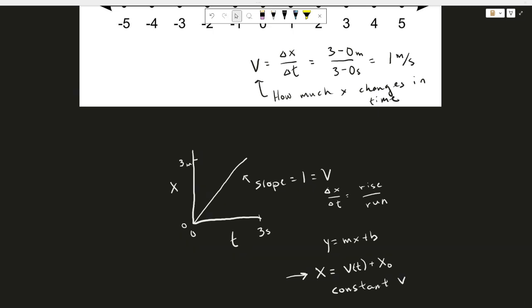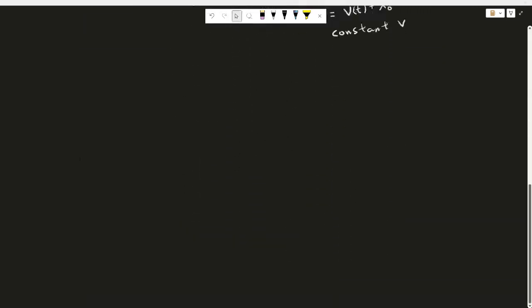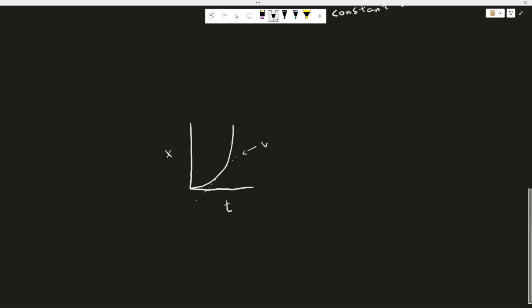But what happens if my slope isn't a constant number? For example, what if I had a graph that looked like this, with my x constantly increasing in time in such a way as this? Well, my velocity would be the tangent line at any individual point. But as you may notice, this velocity is changing in time. And this is what we call acceleration. Acceleration is a changing velocity in time.